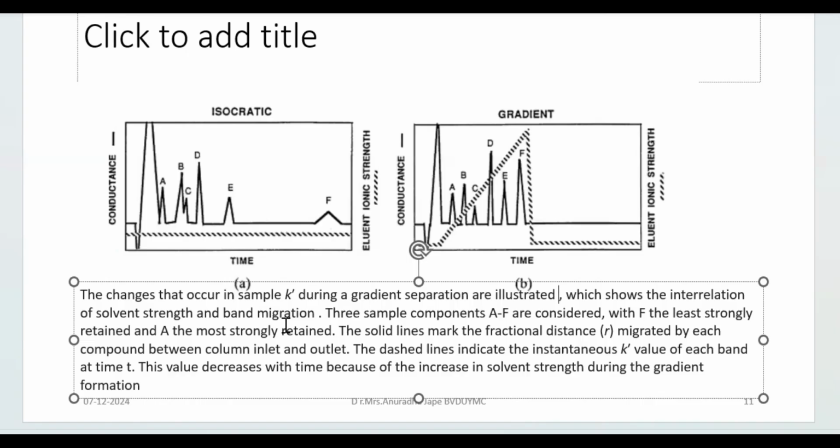So some other instrument is attached here for analysis. Conductivity is measured, right? So you can have any detector system and scanning system attached to the chromatographic column for analysis of fractions and analysis of the analytes that are coming out in the eluent. So here the graph is with respect to time and conductance.